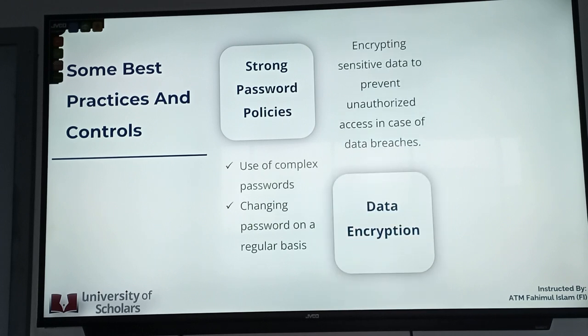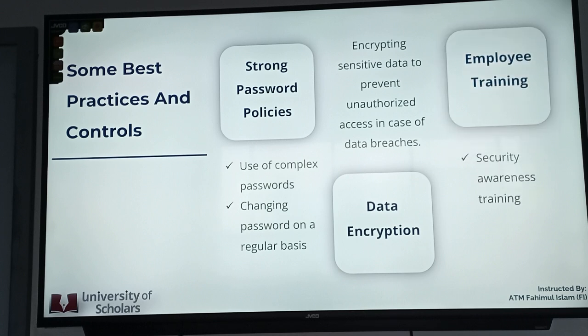Then the next thing we can do is use encrypted data. Encrypting sensitive data to prevent unauthorized access in case of data breaches is a very significant and important step here. If you have data encrypted with passwords, no one can open it, even if hackers get in, they cannot decrypt your encrypted data.